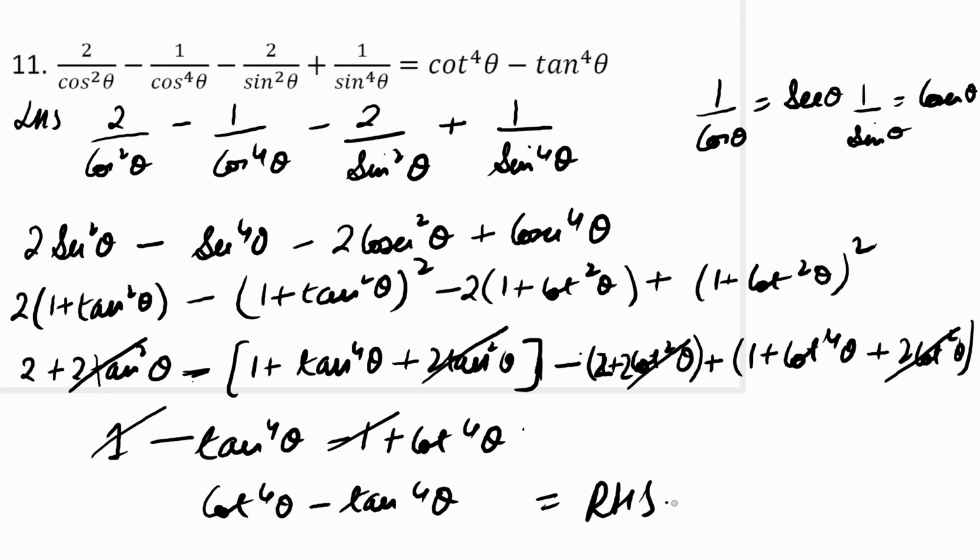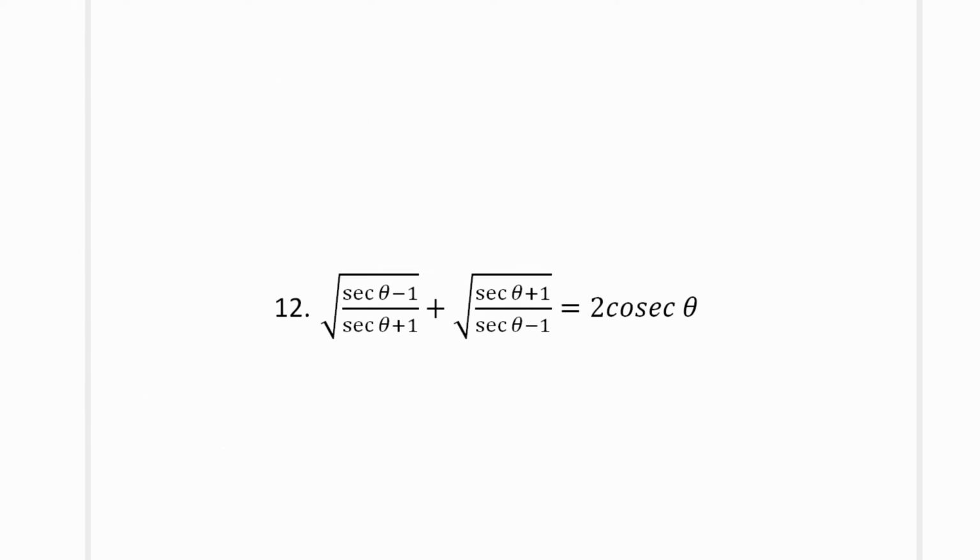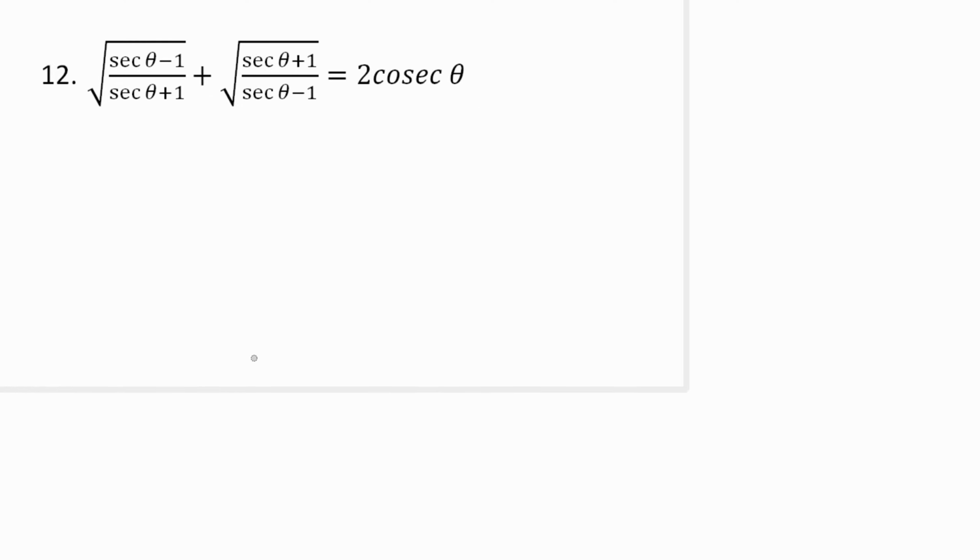Okay. Now let's move on to the next question. I hope you are understanding, and better than that, you are solving it by yourself. Okay. In the next question, it is question number 12. In question number 12, it is under root sec theta minus 1 upon sec theta plus 1 plus under root sec theta plus 1 upon sec theta minus 1 is equal to 2 cosec theta. We have to prove that it is 2 cosec theta.